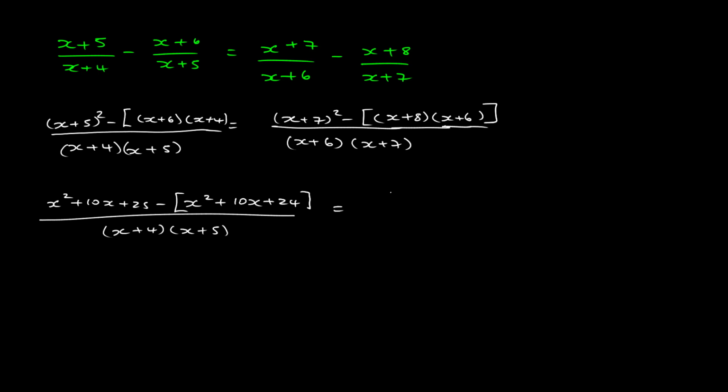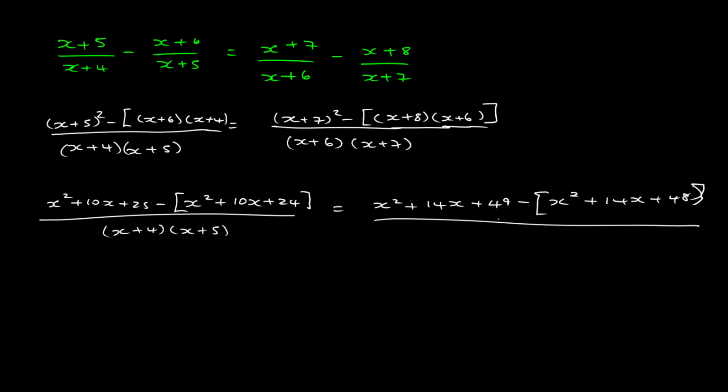x plus 7 all squared, that would be x squared plus 14x plus 49. And this is, well, we're subtracting x plus 8 and x plus 6 from that. So let's expand that as well. We would get x squared plus 14x plus 48. And this is a square bracket. And this is all over x plus 6, x plus 7. Okay, great.